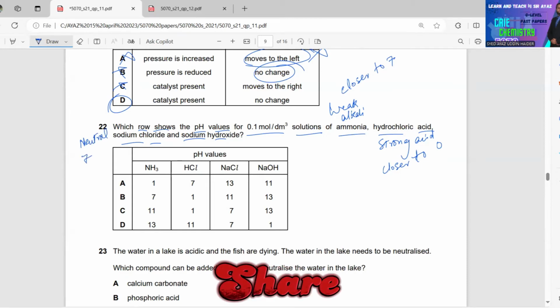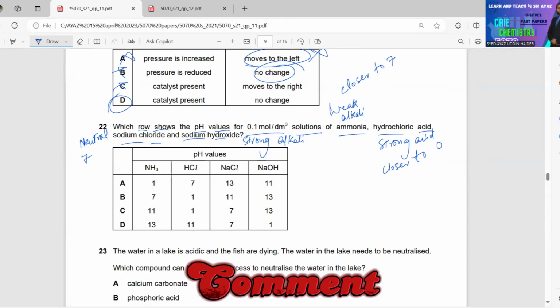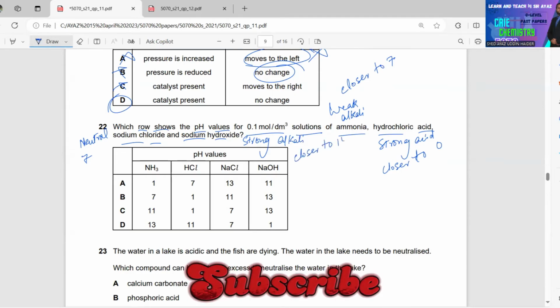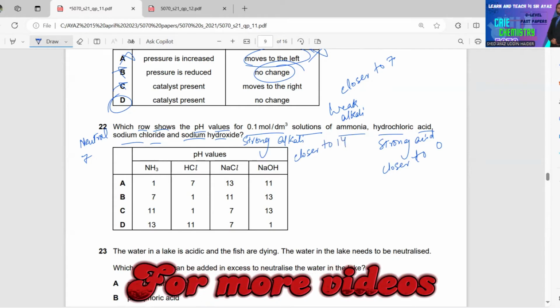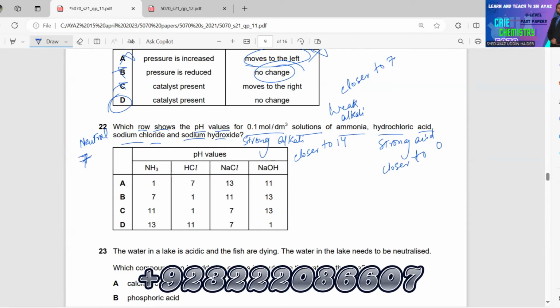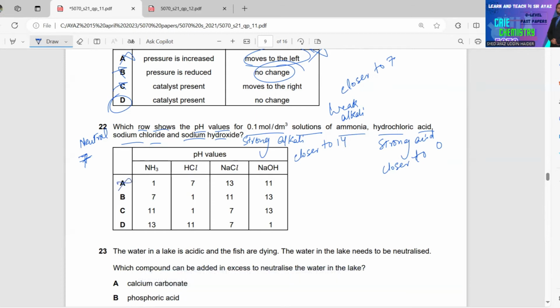Sodium hydroxide is strong alkali. Strong alkali. So pH must be closer to 14. This will help us in answering the question or picking up the right choice. In A, they are saying 1 for NH3. This is incorrect. Straight away, no need to see the pH value for the other reagents.